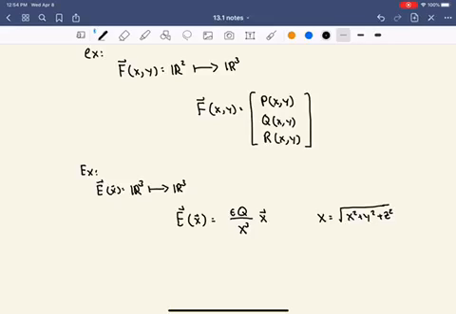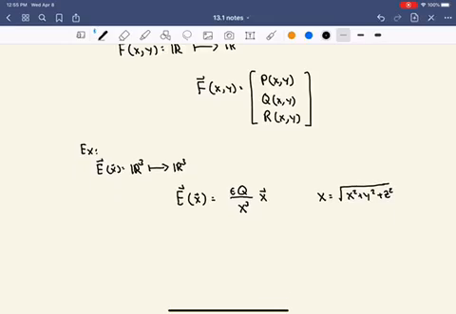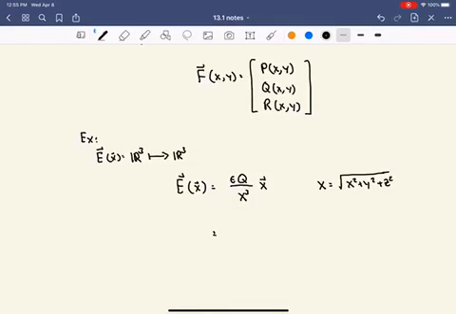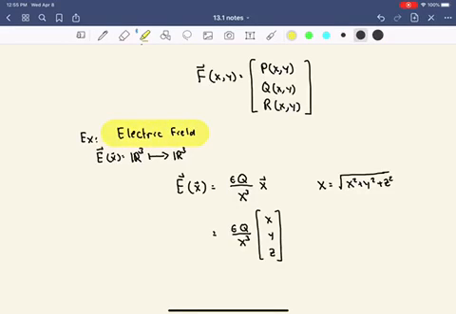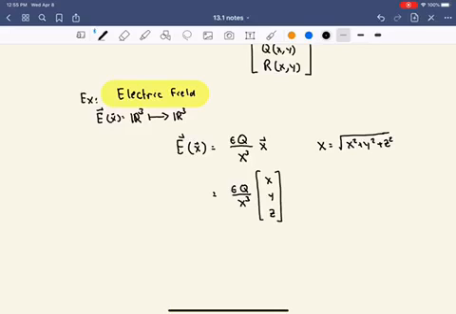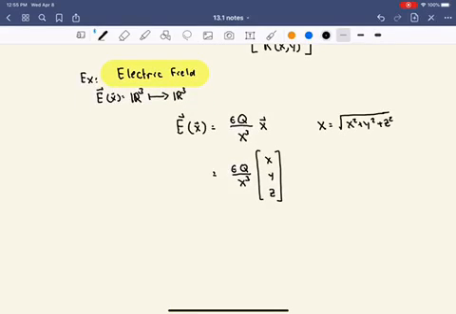All right. Now, we could write this, of course, in vector format. We haven't written it like that. But we could have epsilon q over x cubed in front as a scalar. And then x, y, and z. Okay, so this is the electric field. Similarly, gravitational field, we'll pass on that.